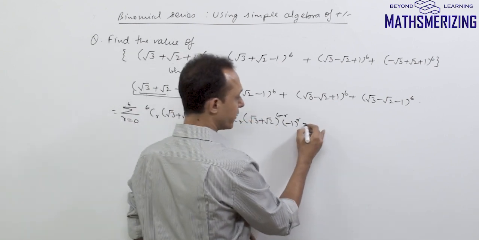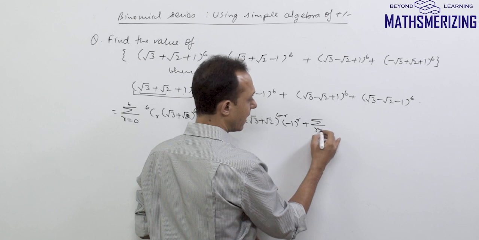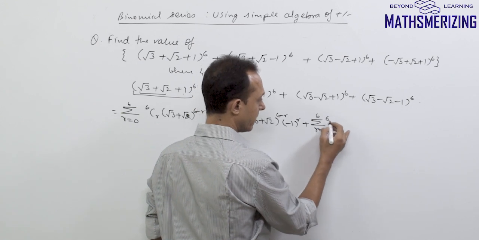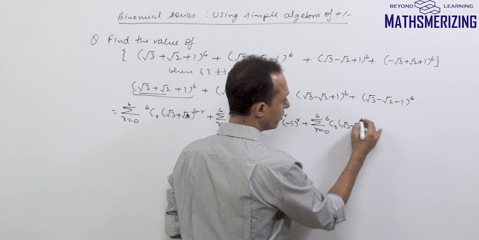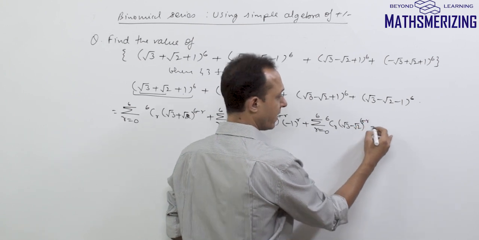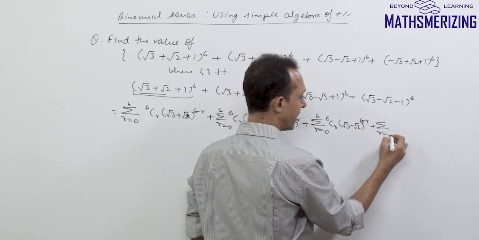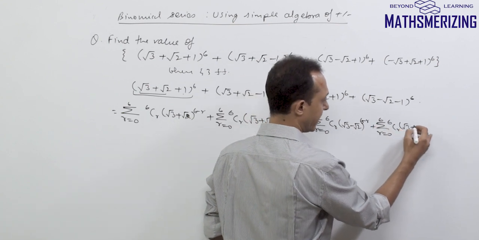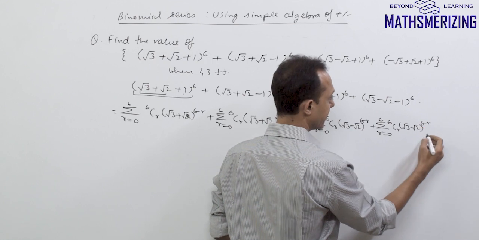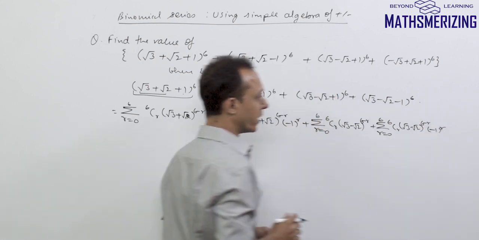In the same way, I'll write it for this one. So it will be summation r varies from 0 to 6, 6Cr (root 3 minus root 2) to the power 6 minus r. And for this one, it will be summation r varies from 0 to 6, 6Cr (root 3 minus root 2) to the power 6 minus r, and then (minus 1) to the power r.